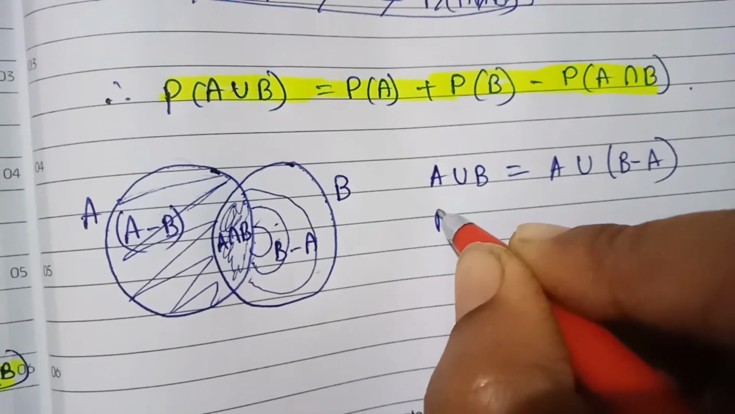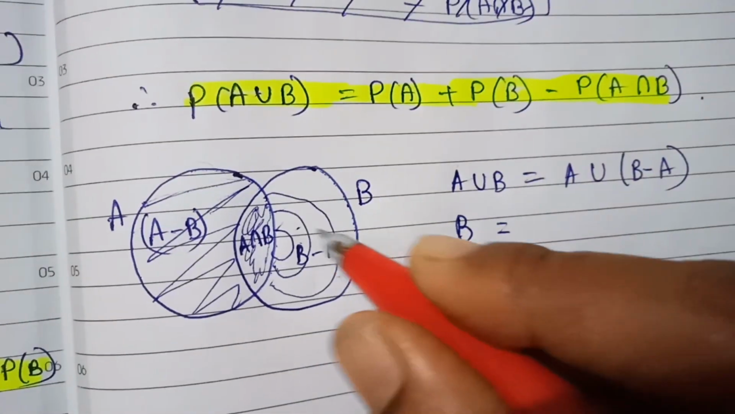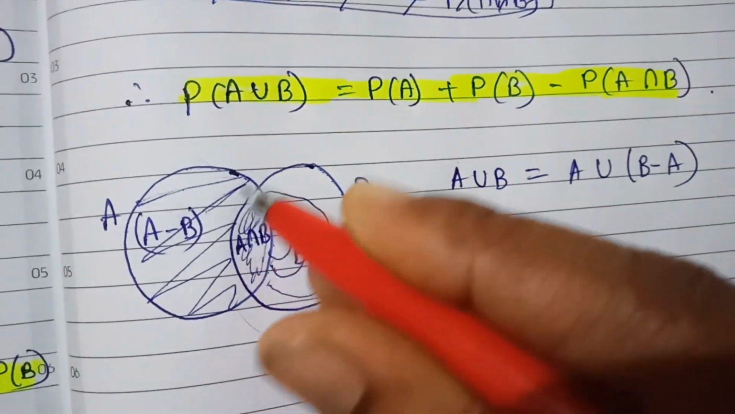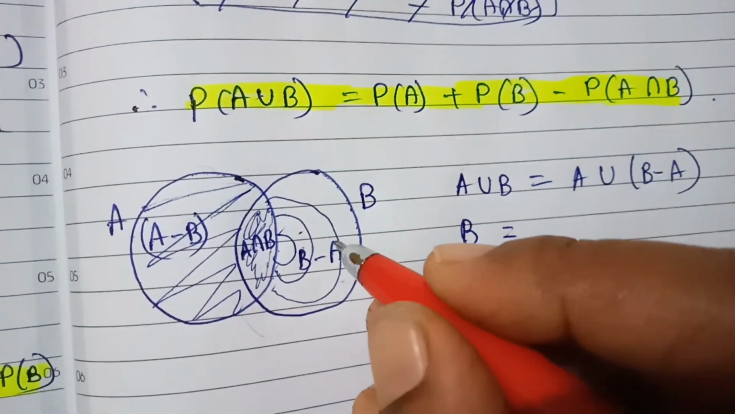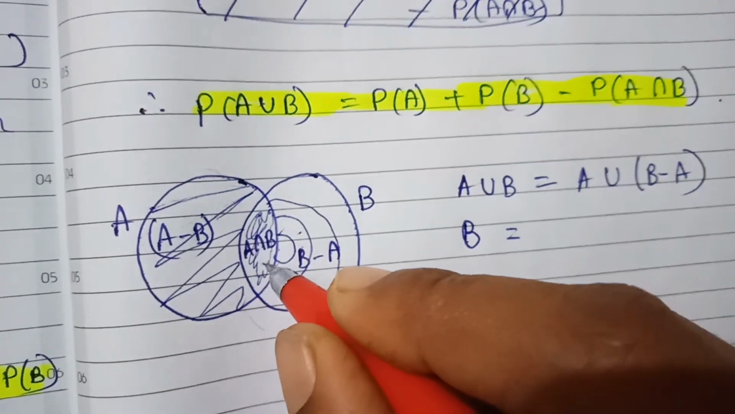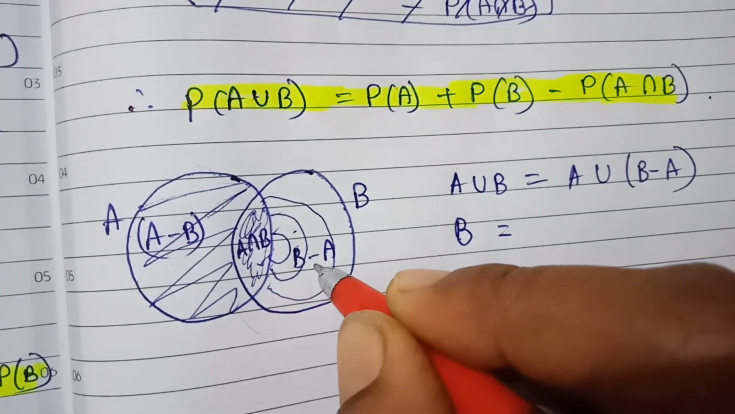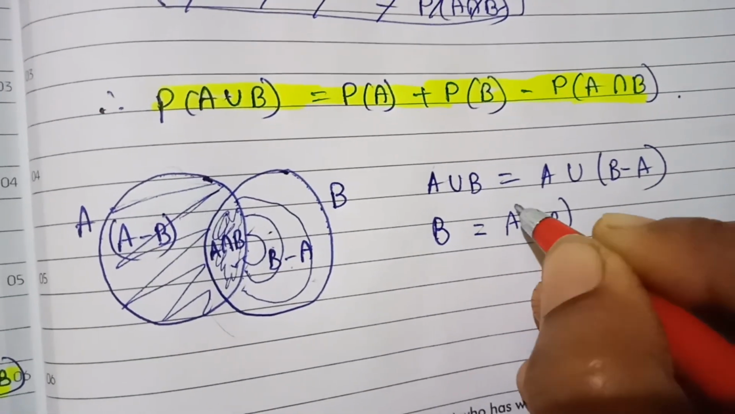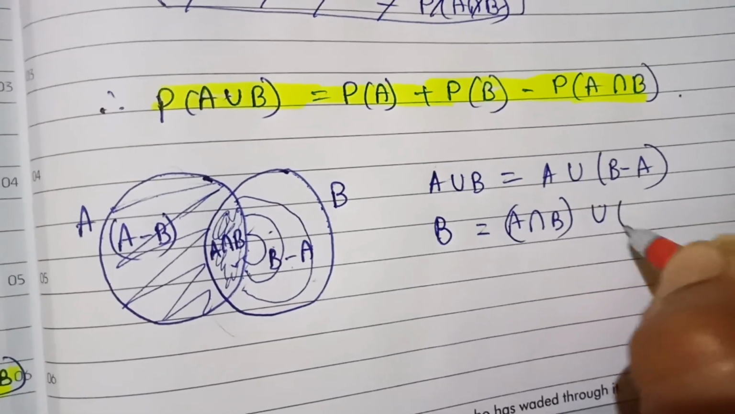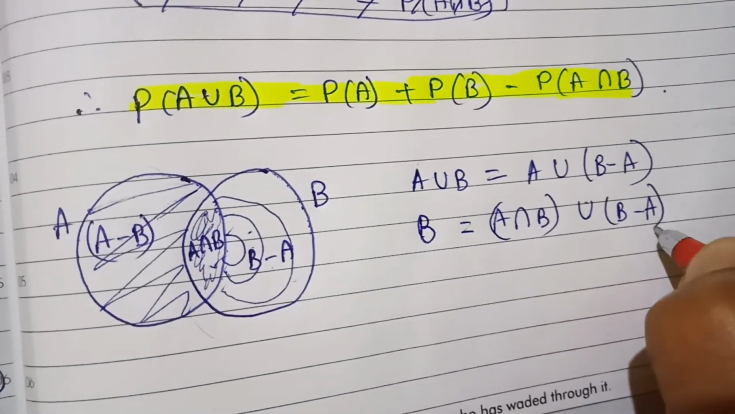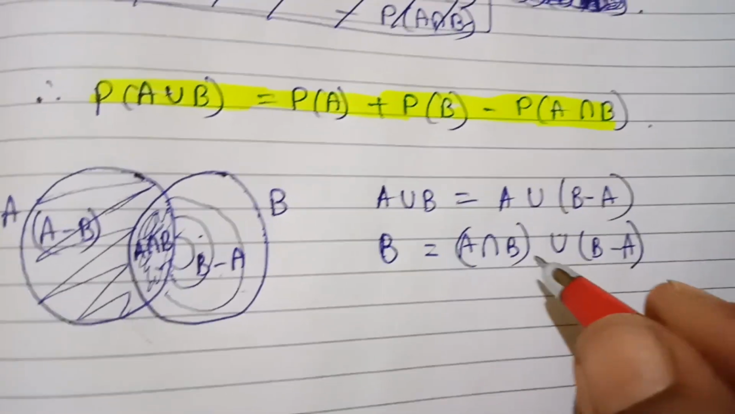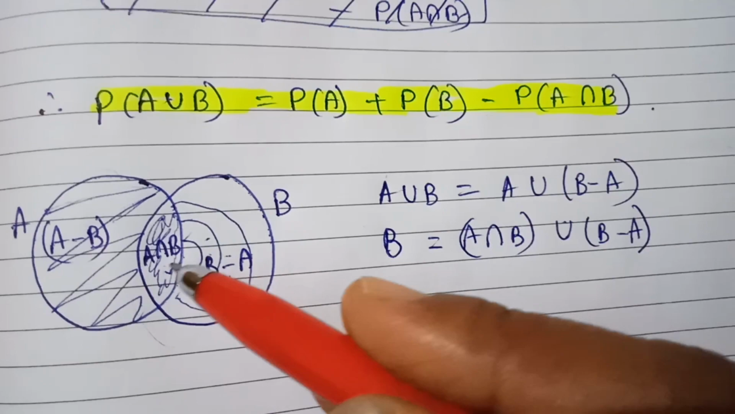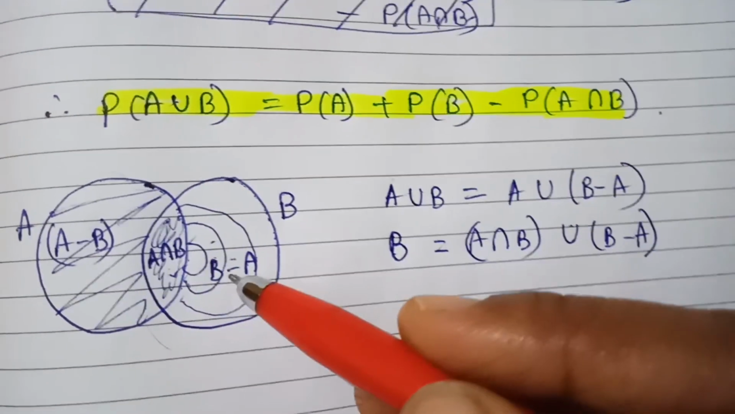Another thing we can write that only the set B, the second circle, only the set B can be written as A intersection B union B minus A. A intersection B union B minus A, where A intersection B and B minus A both are disjoint, that means mutually exclusive.